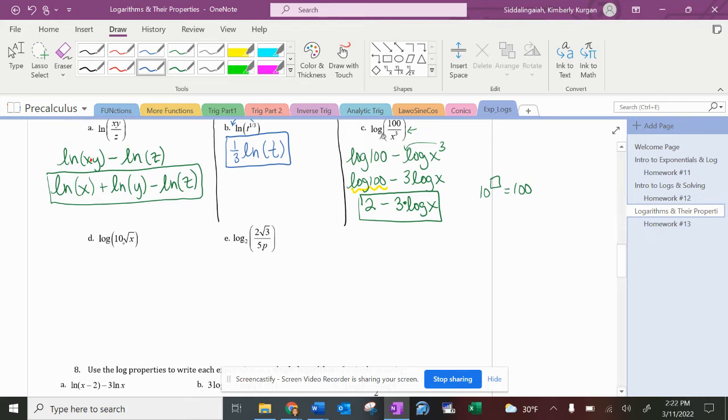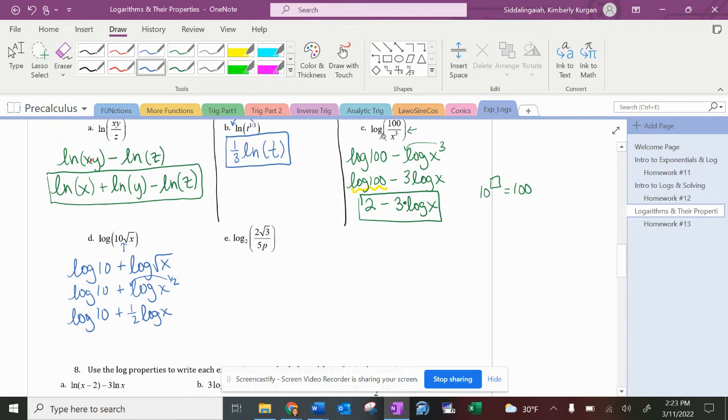First step is to undo this multiplication. So log of 10 plus log of square root of x. There's no division, so I skip right over quotient property. Okay, next up is that square root. Maybe you ended there, but remember, square roots are exponents. So that's an exponent of a half. So that 1/2 comes down in front and multiplies the log.